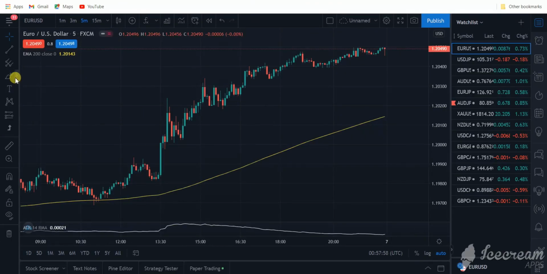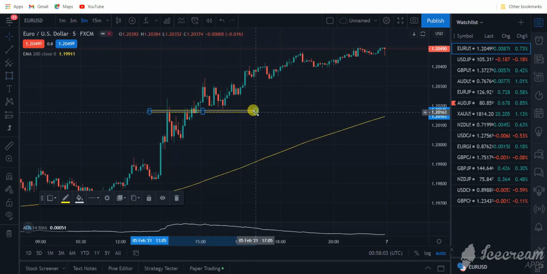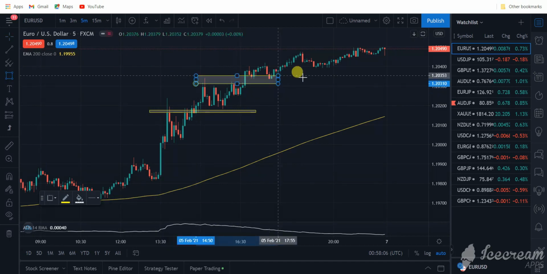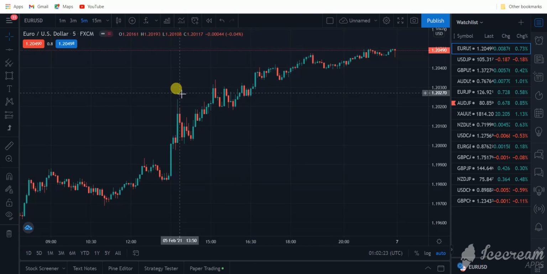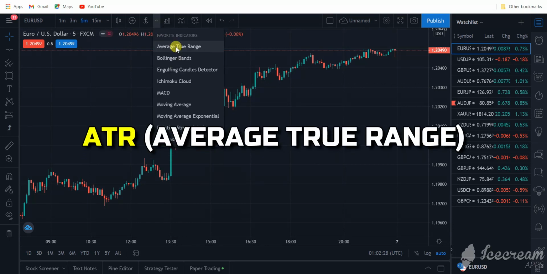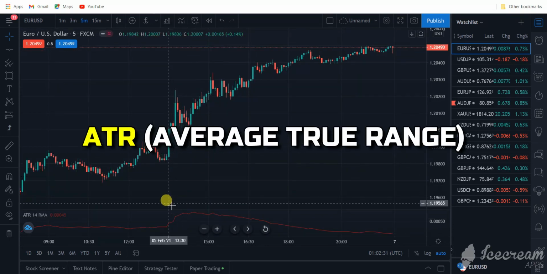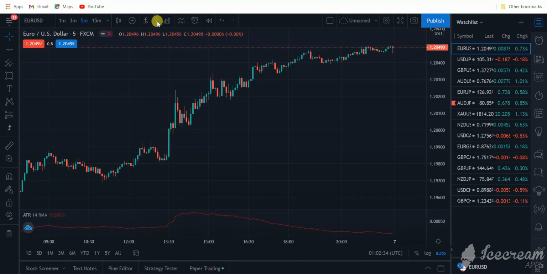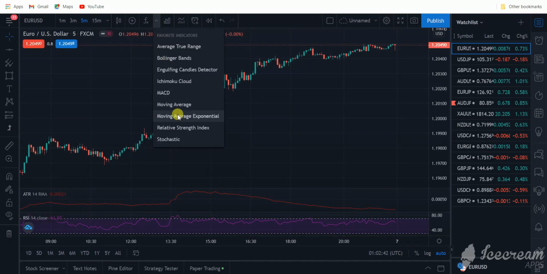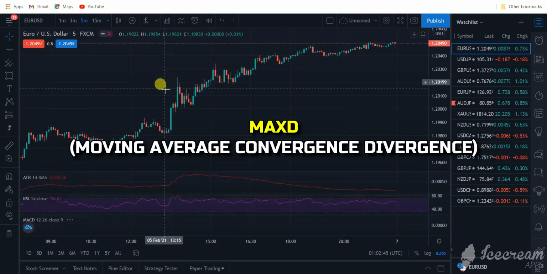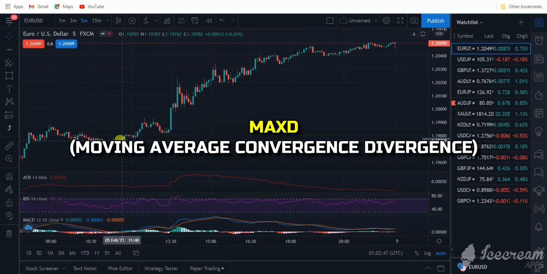So guys, we will be needing just three indicators. 3 simple indicators, not paid, it's totally free. So the number 1 indicator we'll be needing is the ATR, which stands for average true range. And we will need the RSI, which stands for the relative strength index, and we also be needing the MACD, which stands for moving average convergence divergence.